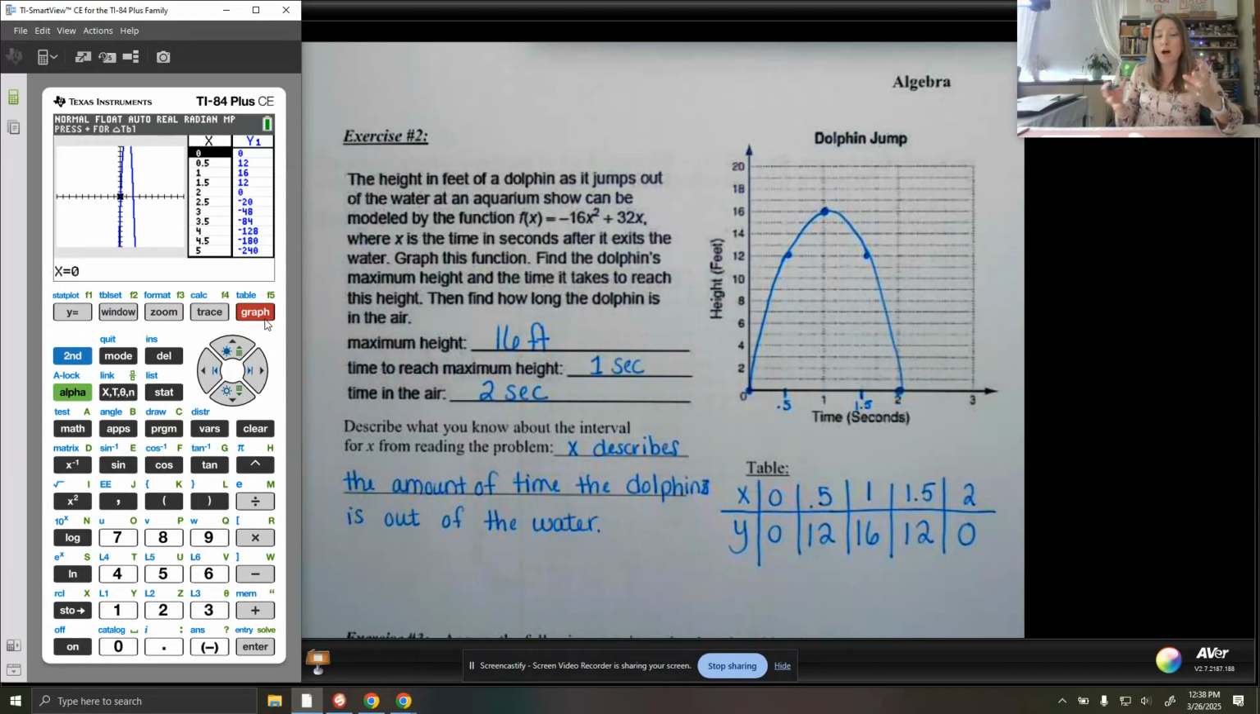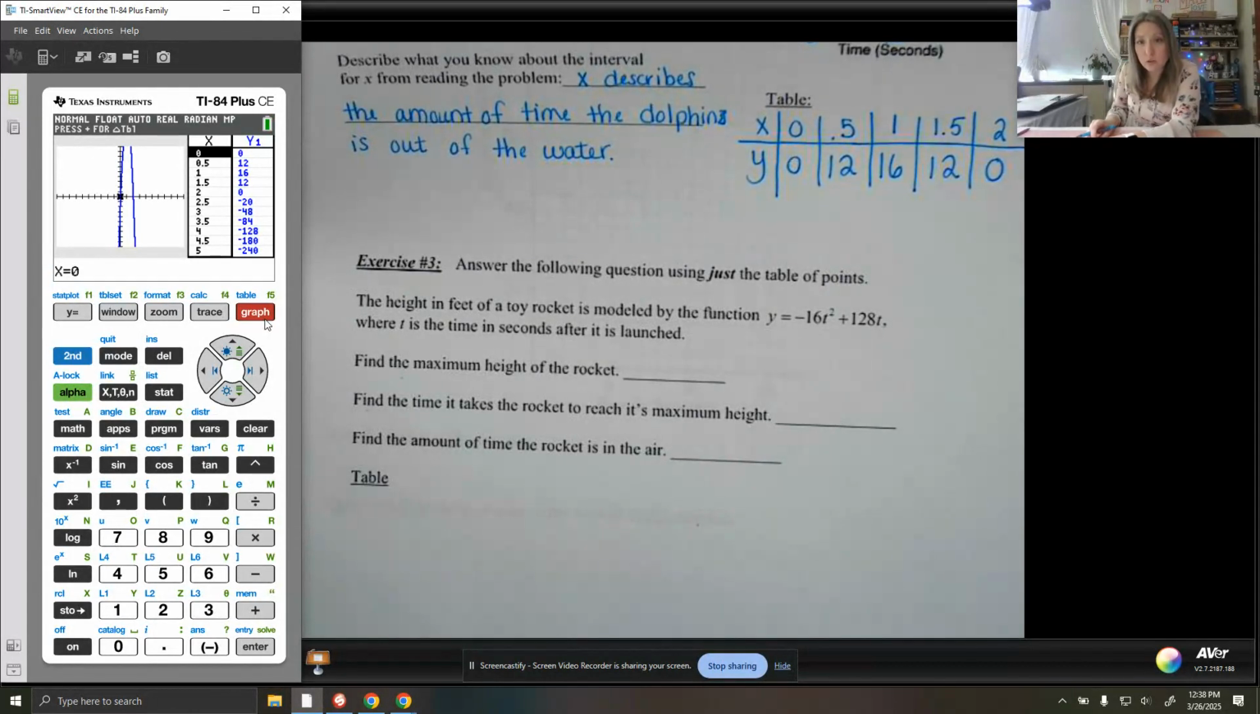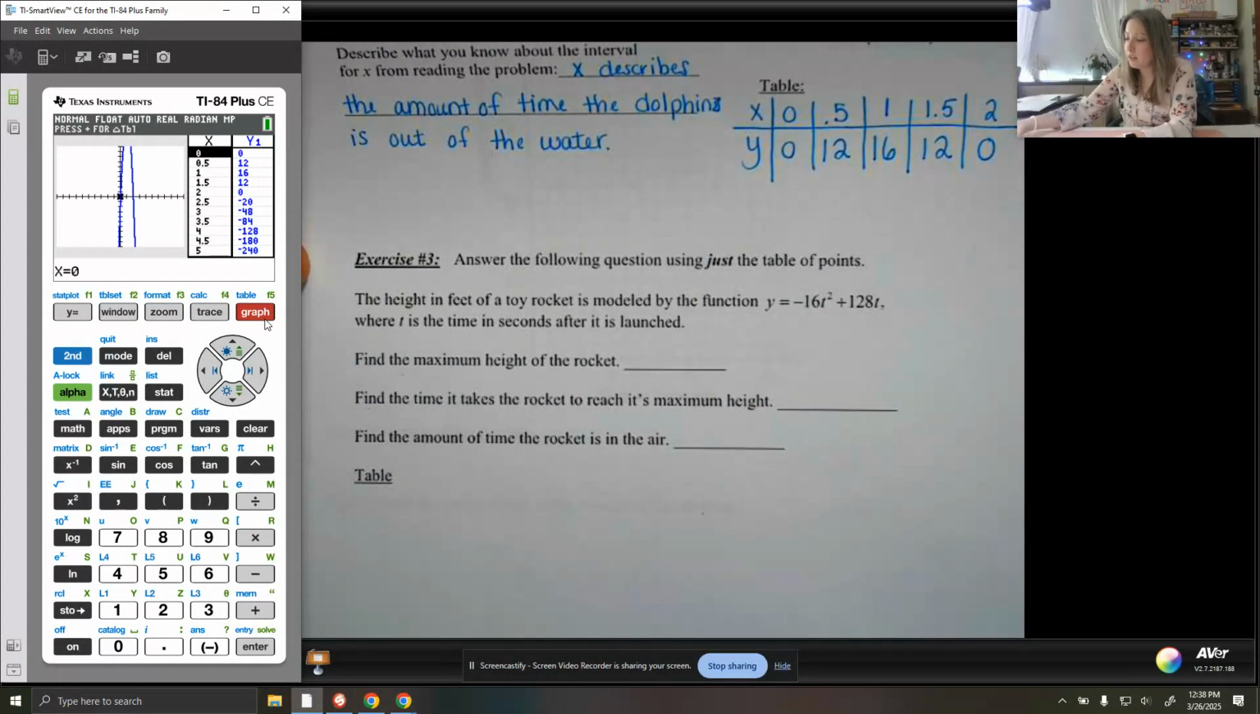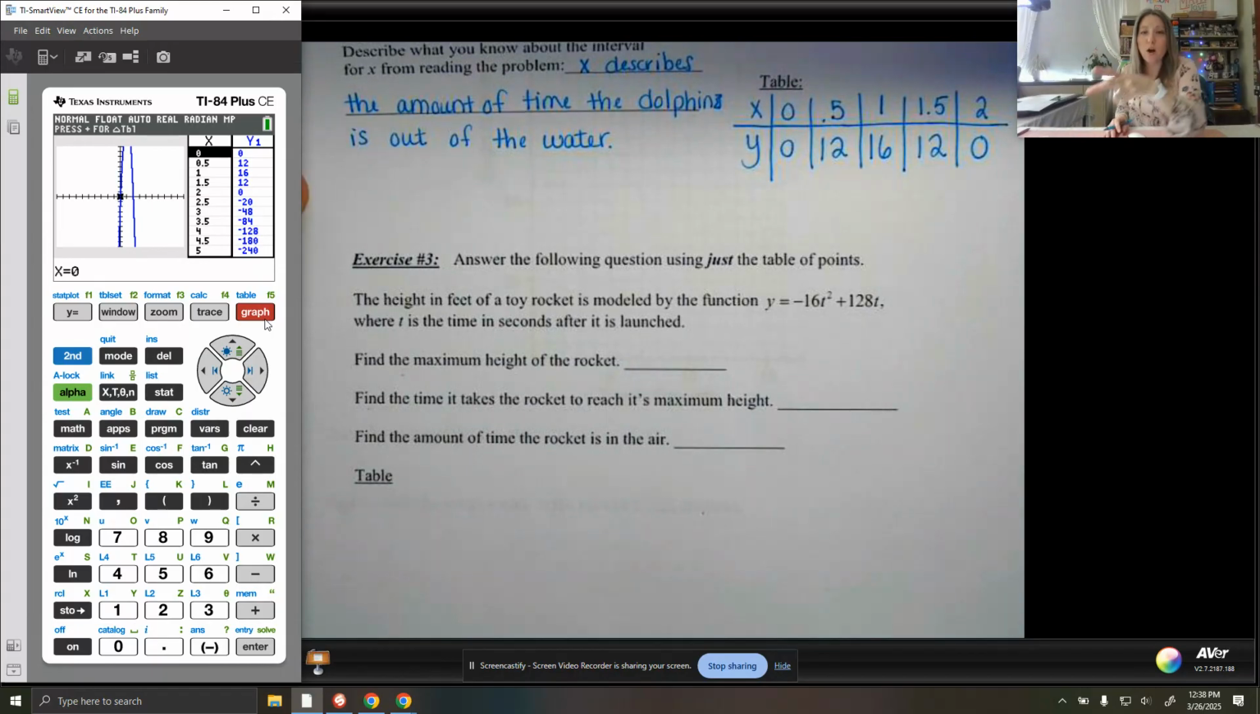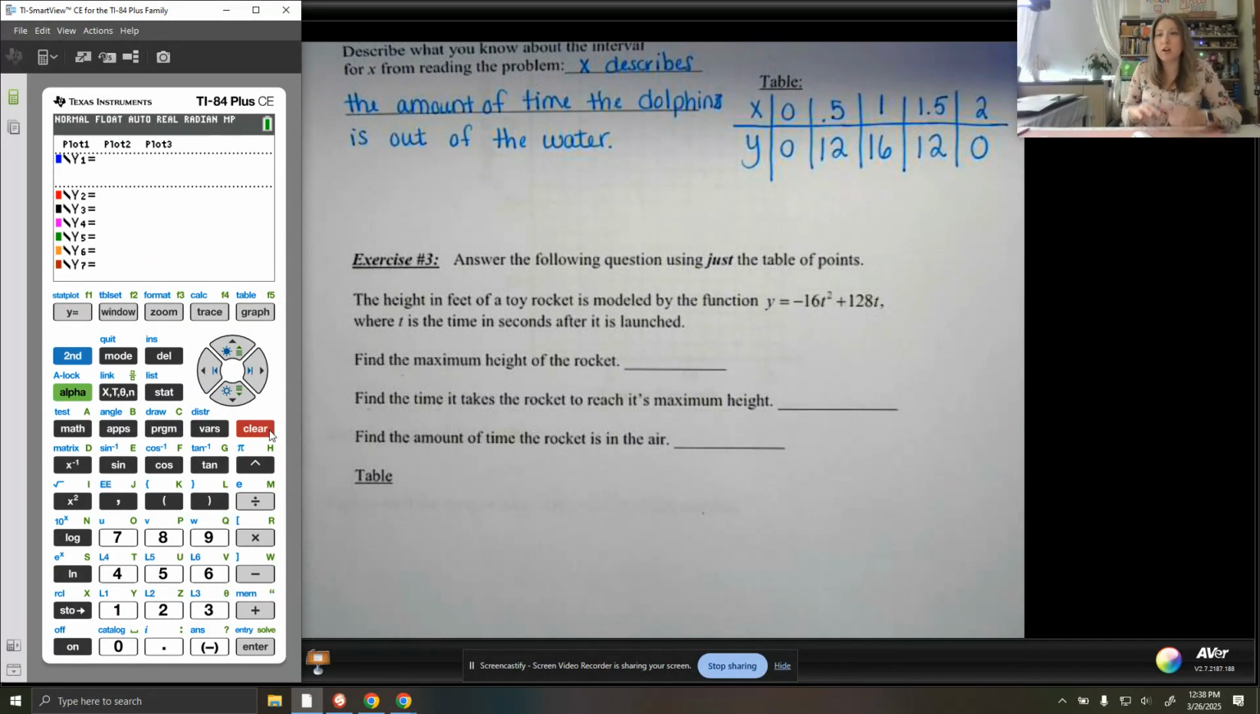So that's why, while it's a little lengthy word-wise, it's important to read the problem maybe even a few times so we know what each variable really truly represents. Now, here's an interesting one where we are just using the table of points. We aren't doing anything else but looking at the table of points. So I'm not going to graph what this looks like. So let's go to y equals. Let's clear out what we have in there and let's put this next function in to start thinking about, just based on the table, what's happening.